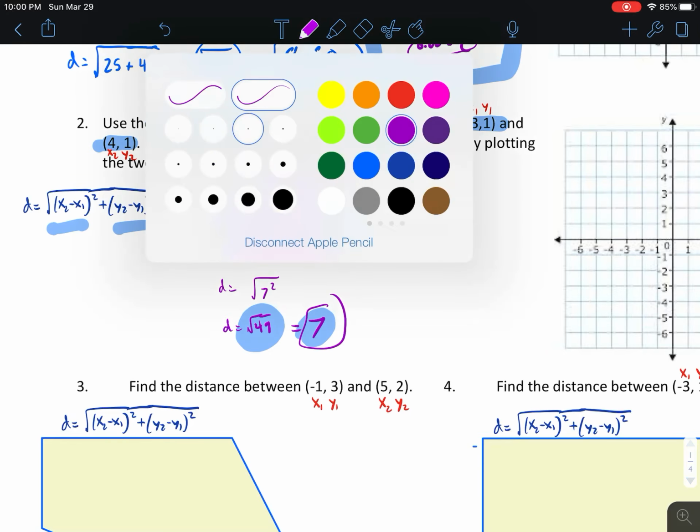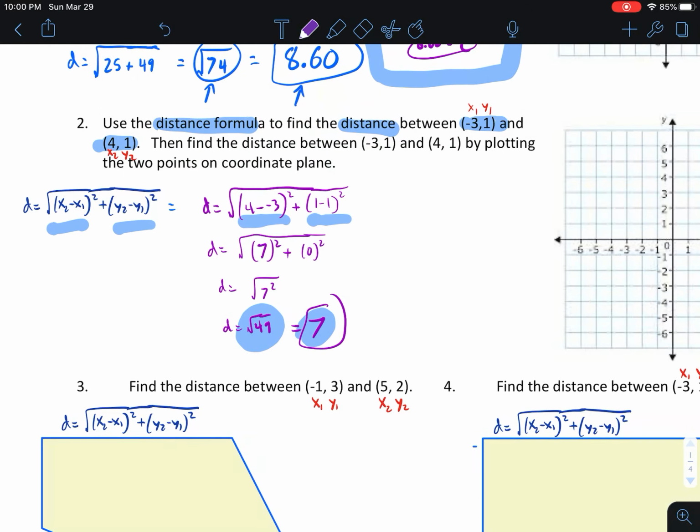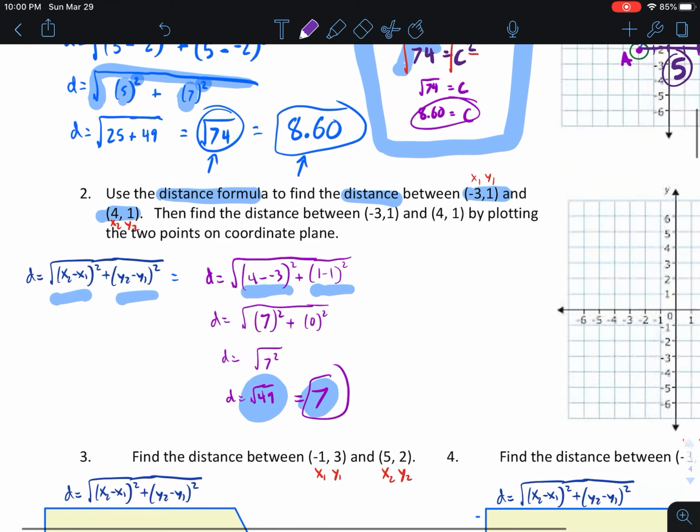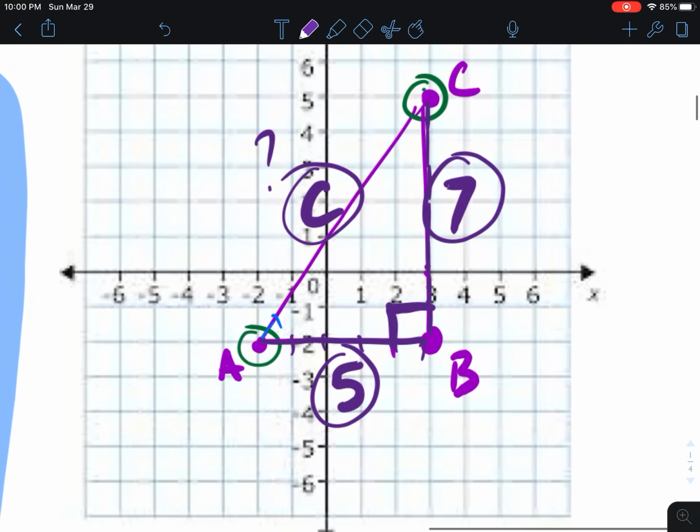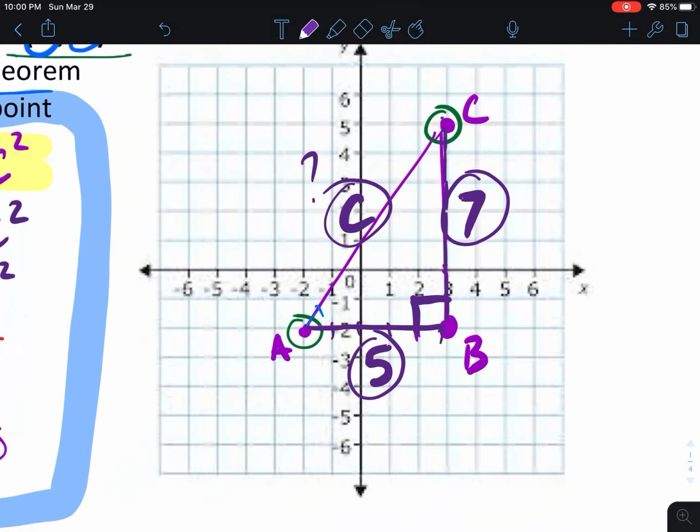Okay? Most of the time, a lot of the time, your answer for distance will be a decimal, and that's okay. Because calculating distances of diagonal lines, usually they're not perfect. Sometimes they are.